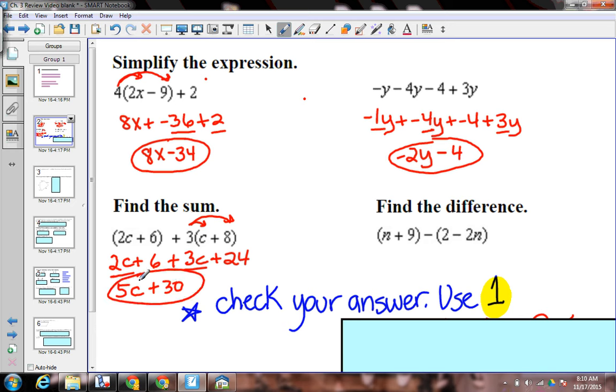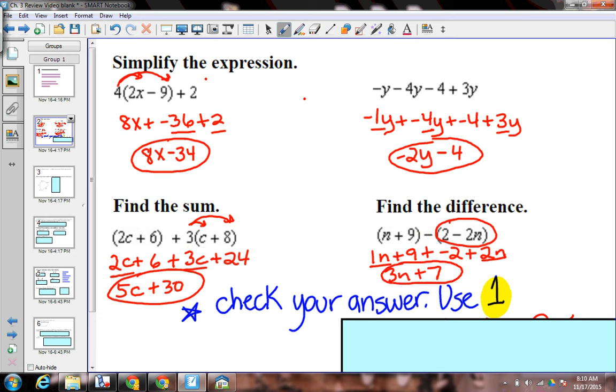Finding the difference, remember we're subtracting the entire second expression from the first, so circling it is a good idea. Our first expression, we have 1n plus 9. We're adding the opposite of the second expression, so that is negative 2 plus 2n. Let's combine our like terms. 2n and 1n, we have 3n. 9 and negative 2 is 7. So that's our final answer.